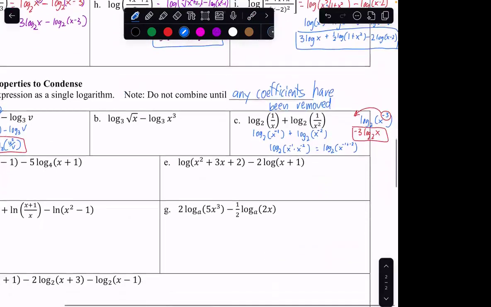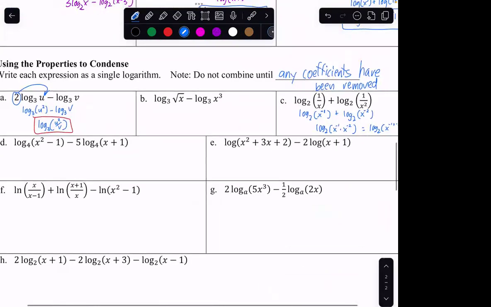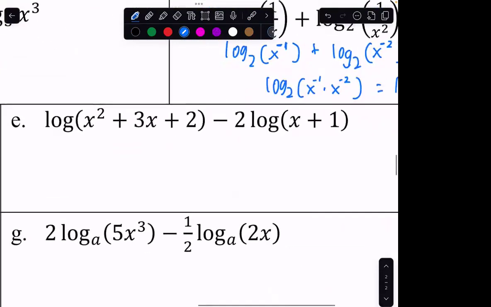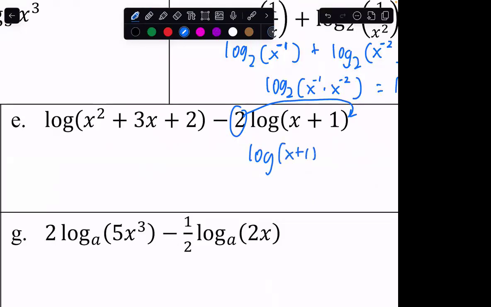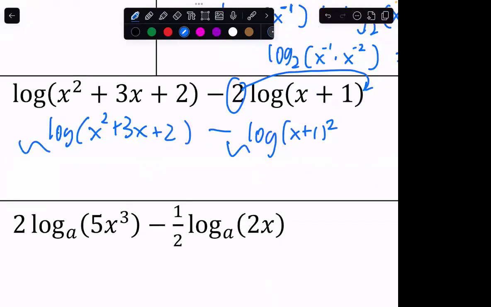All right, and I'll do one more. Back on the bottom half, part E. Okay, so remember, we cannot combine these right away. This one has a coefficient that must be dealt with before we can combine. Okay, so this affects the entire argument, not just the x or the 1, but the quantity x plus 1. Okay, now that neither of them has a coefficient besides invisible 1, now we can combine into a single logarithm.